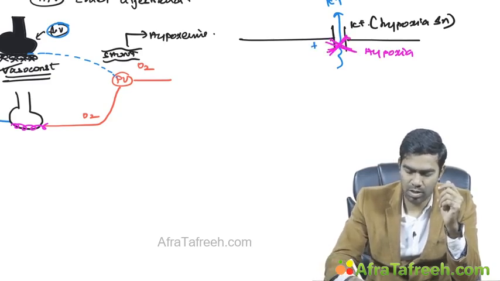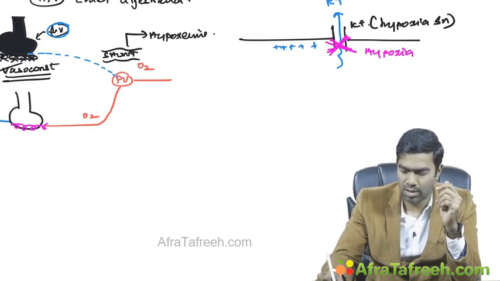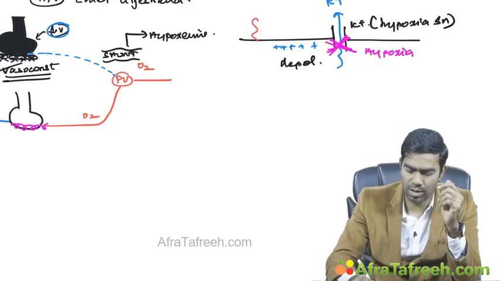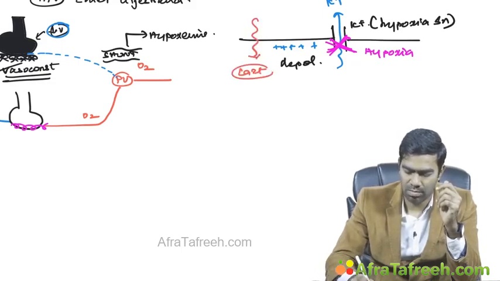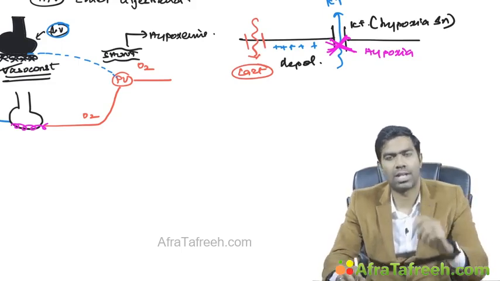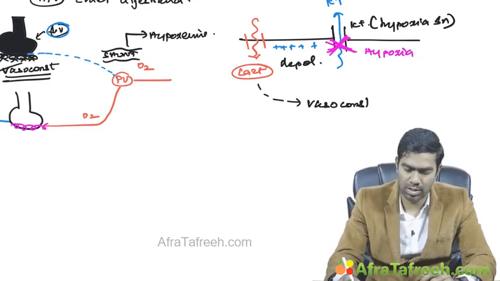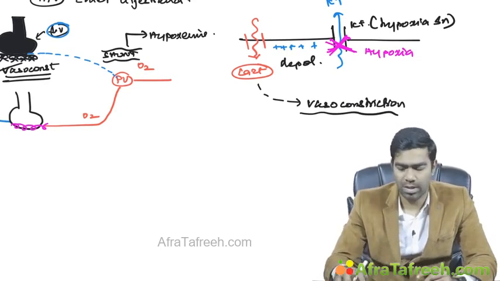Once these channels are blocked, the potassium tends to accumulate. That creates a depolarization wave inside the cell, which is going to bring in calcium by depolarization and activation of this calcium channel. This calcium is going to cause contraction of the smooth muscles, resulting in vasoconstriction. Clear? Very simple fact.